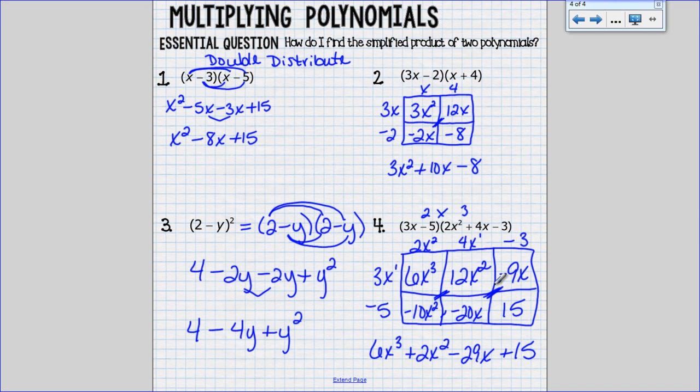You just make it as big or as small as you need to for what you're multiplying, or you can double distribute. Both methods work. I don't care which one you choose to use. The box method comes in really handy when we start to factor because it makes a nice visual for when we go backwards. But if you just hate it, don't do it. Double distribute it, it's fine with me.